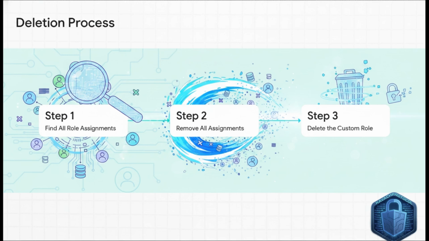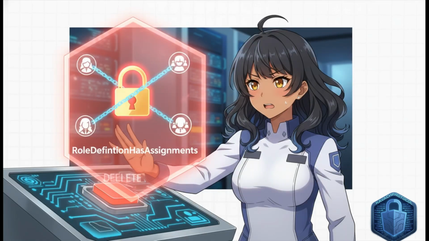First, you have to find every single assignment of that custom role. Second, you have to remove all of those assignments, and only then, once the role is completely out of use, can you finally move to step 3 and delete the role itself. And this slide shows you exactly why. Azure actually has a built-in safety net. If you try to delete a role that's still assigned somewhere, you will get this specific error: role definition has assignments. Seeing this code is your signal to go back to step 1 and find those assignments you missed.